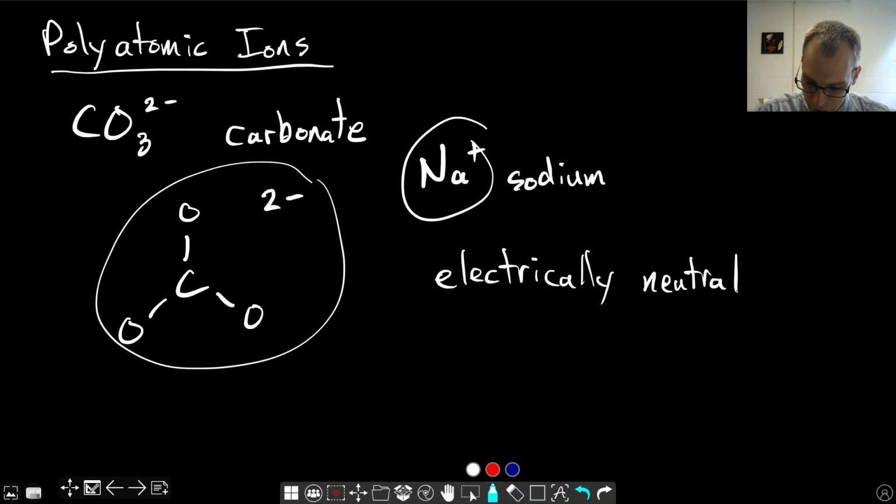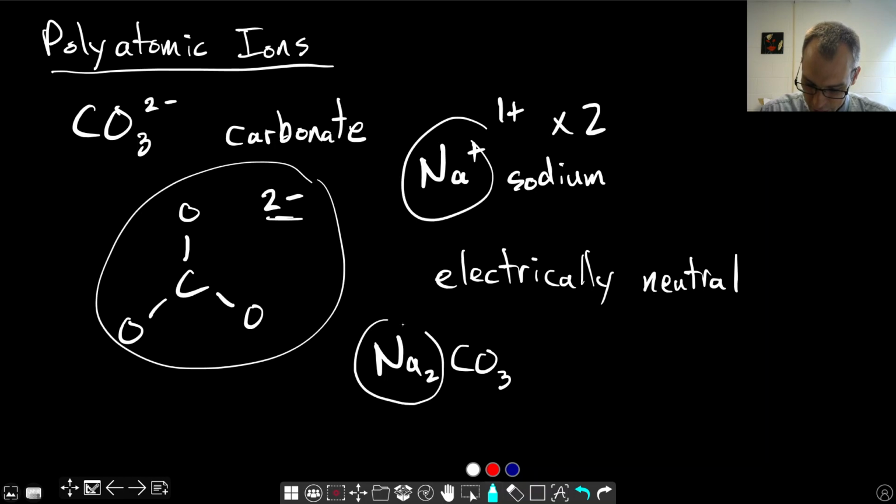And so because sodium only has a 1+, we'll need 2 of these to balance out the 2- charge that's on the carbonate. So we can combine these two, Na2CO3. So this tells us that we have 2 Na+, or 2 positive charges, and that goes with our 1 carbonate, CO3 2-, and the charges balance out. And so we can form an ionic compound here, sodium carbonate, that's composed of both a monatomic ion, the sodium ion, as well as a polyatomic ion, the carbonate.